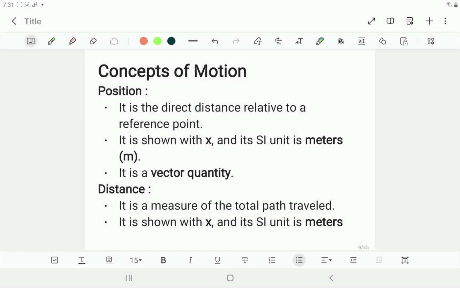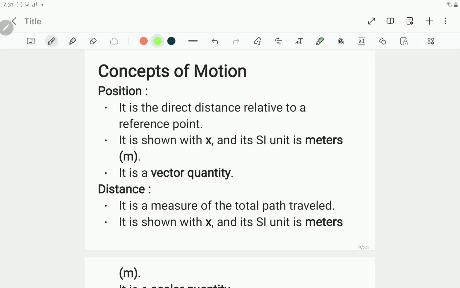Let's talk about concepts of motion and position. Okay, what's position? It's the direct distance relative to a reference point. So here our key vocabulary is direct distance and reference point. So when we see those wordings, we must be careful.